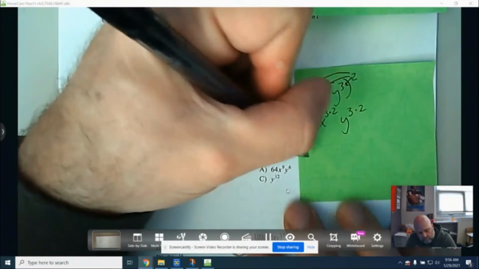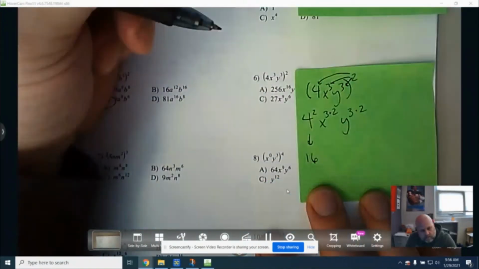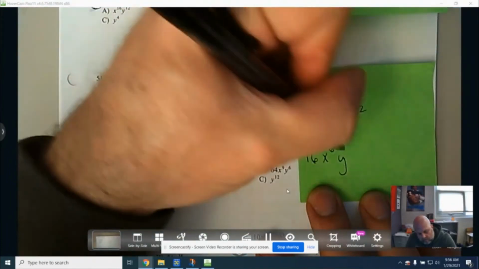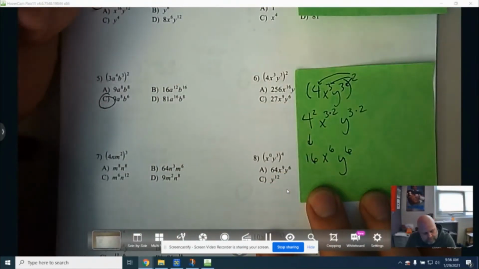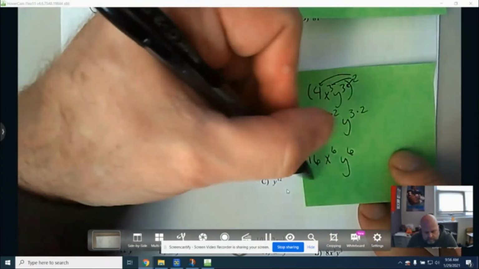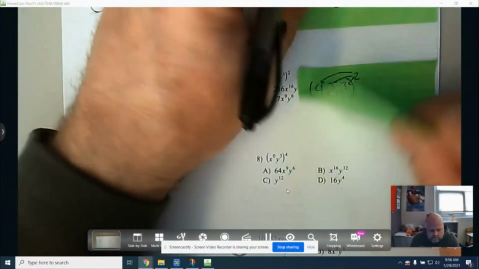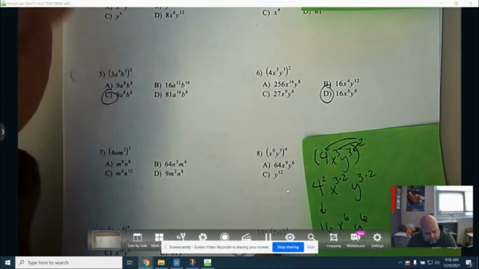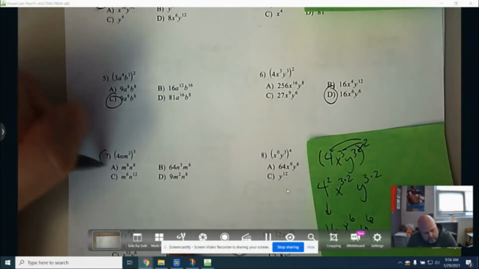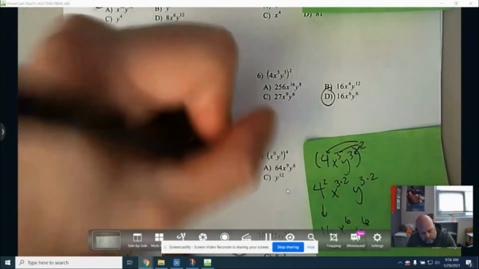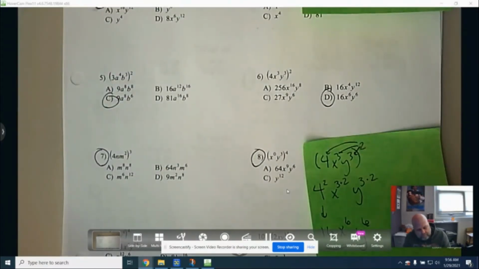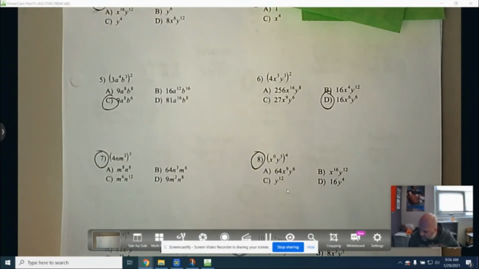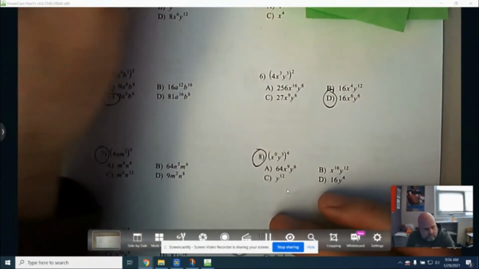Okay, 4 squared, 4 times 4 gives you 16. Then we have x, 3 times 2 is 6. And again, y, 3 times 2 is also 6. So my answer is 16x to the 6th, y to the 6th, which I see is actually letter D. Okay, you guys do number 7. Go ahead and do number 8. And let's check out number 9.